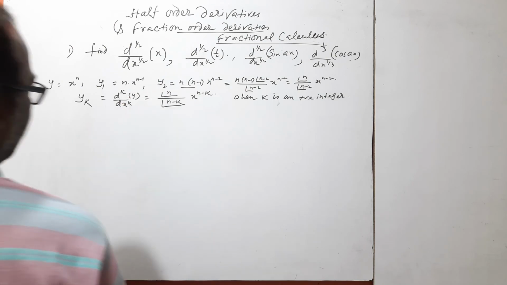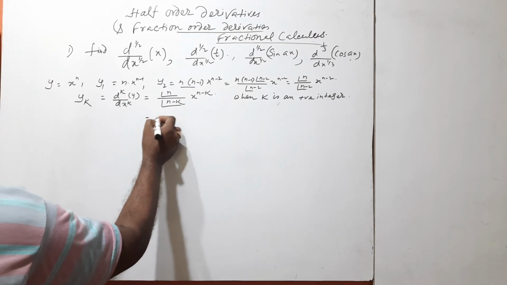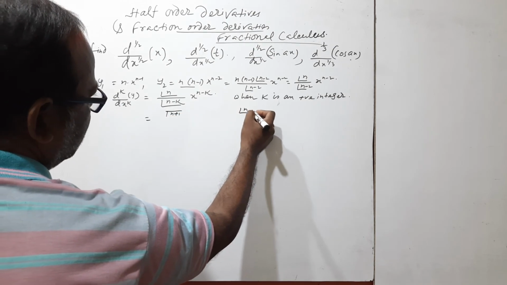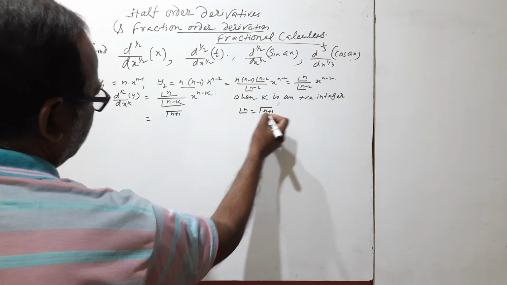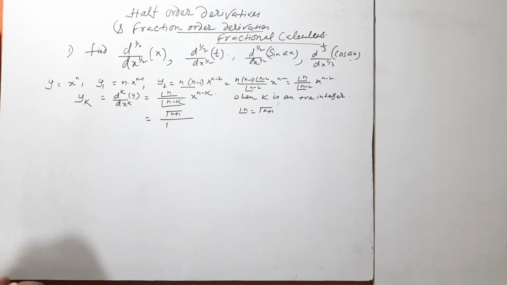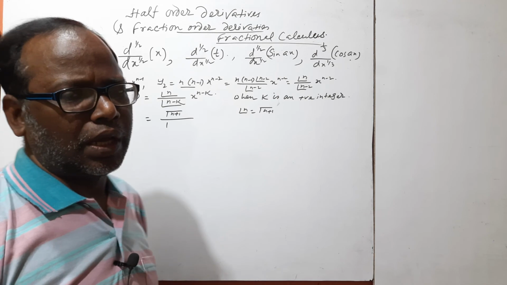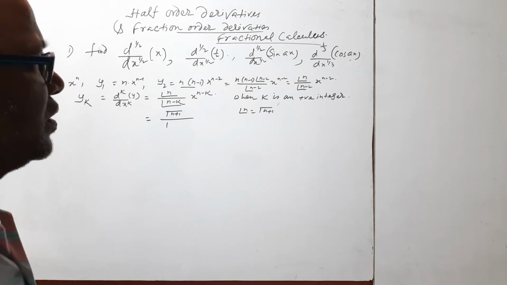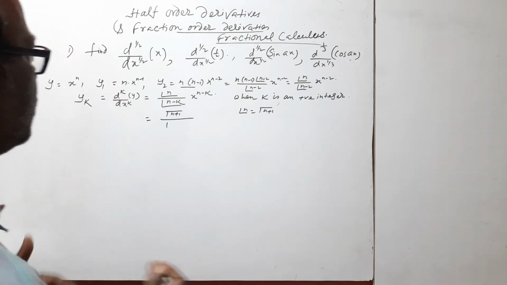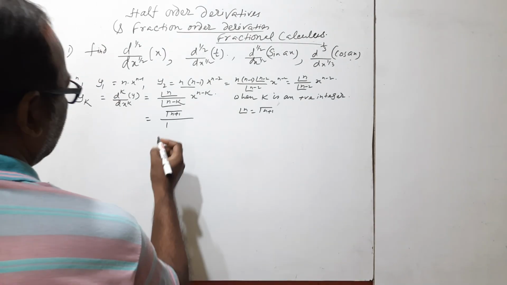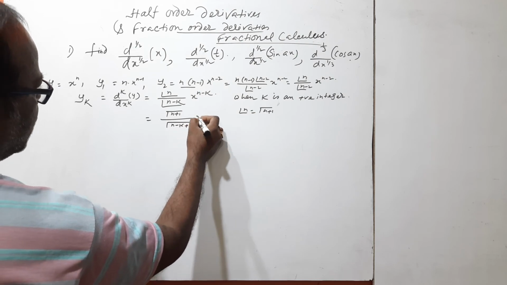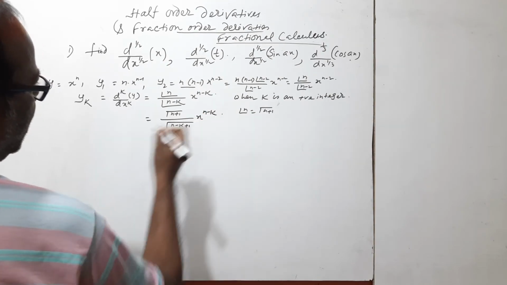For the factorial, we can write it as a gamma function, so factorial n is equal to gamma of n plus 1. Actually I am using the gamma function here because n may be a fraction, so that's why I introduce a gamma function in this case. So the result is gamma of n plus 1 over gamma of n minus k plus 1, into x to the power n minus k.